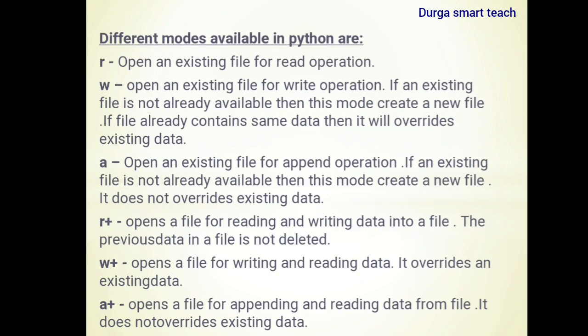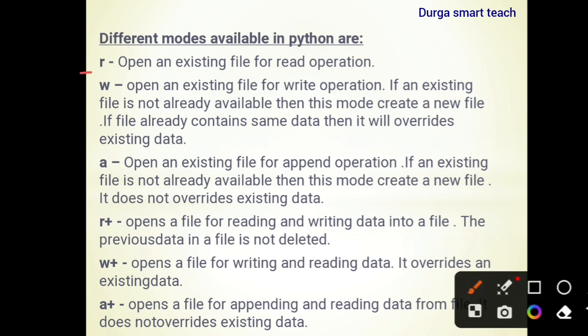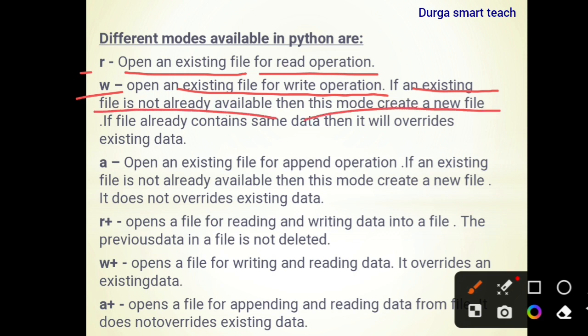Okay, so different modes. What are the purposes? Here the first one is R. R means open an already existing file for reading purpose. Next, W. W means write. Open an existing file for write operation. If the existing file is not already available, then this mode creates a new file.